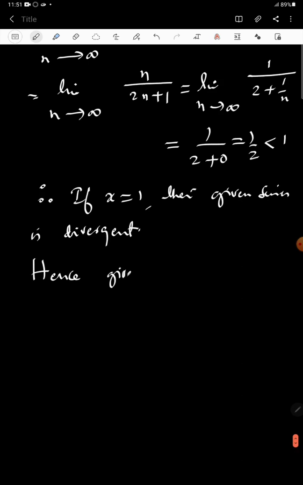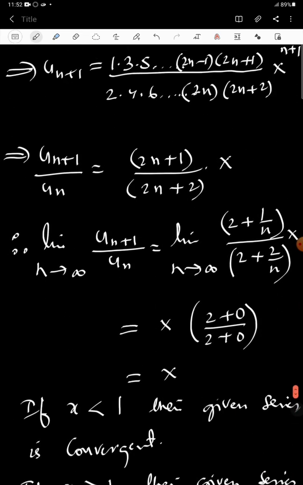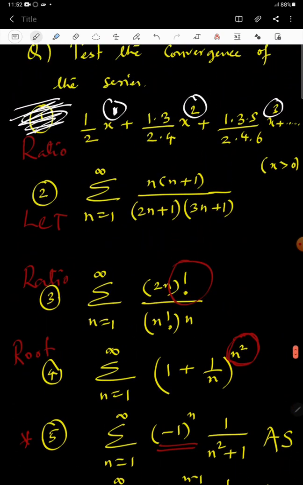Hence, the given series is convergent if x is less than 1, and divergent if x is greater than 1 as per the ratio test, and for x equal to 1 Raabe's test is applied, and as per Raabe's test this is divergent. Therefore, it is divergent in both the cases when x is greater than 1 and when x is equal to 1. So we have finished discussing this particular question number 1.